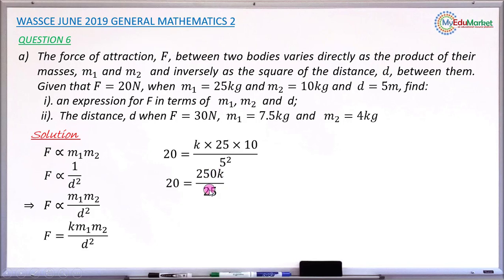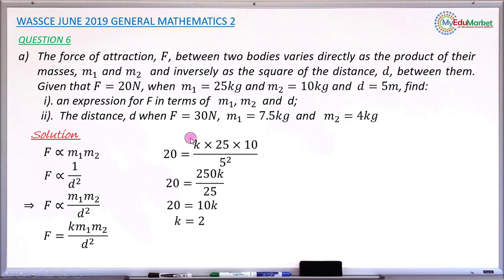This 250 can be divided by 25 to get 10. So you have 20 equals 10K. To get K, you divide both sides by its coefficient, which is 10. So dividing both sides by 10, you now have K as 2. This is the constant of this proportion.